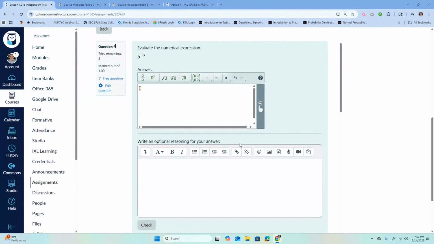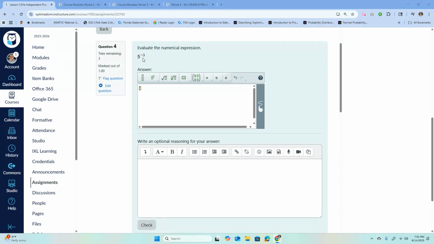Okay, here's question number 4. We have again another numerical expression containing exponents. 5 is the base, -3 is the exponent. We call this an expression because this is a math problem that doesn't have an equal sign. Numerical because we're only using numbers. Evaluate means we're going to simplify.